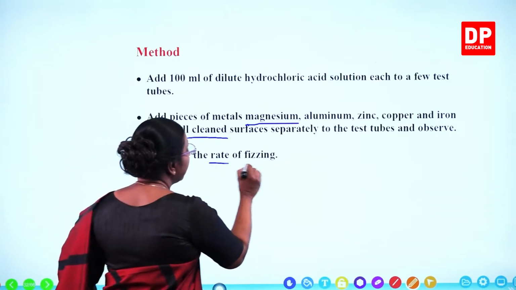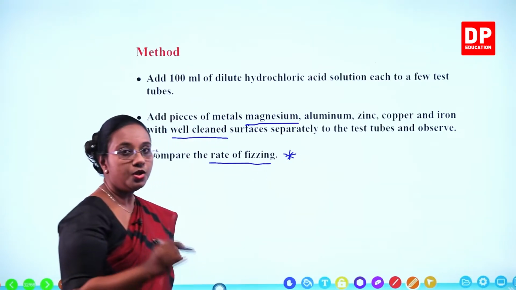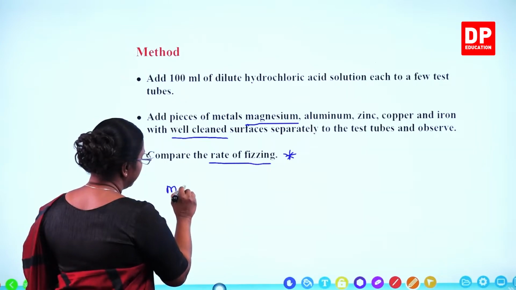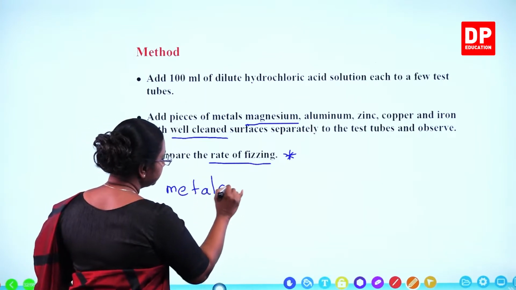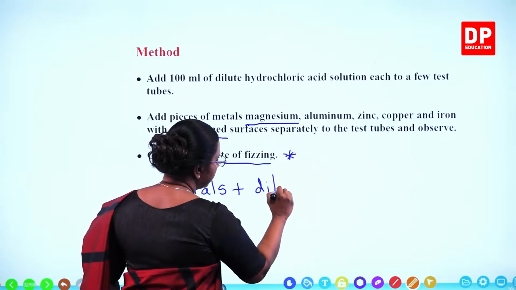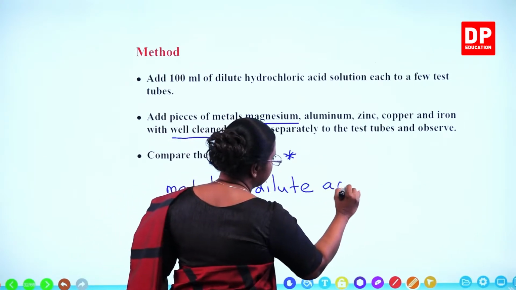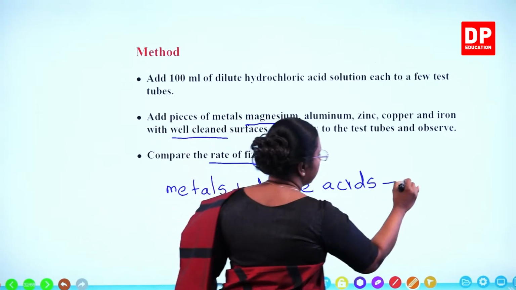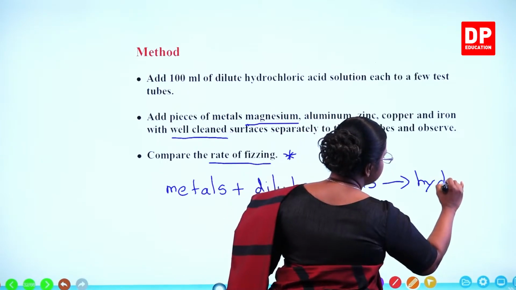Add them separately to the test tubes and observe. Compare the rate of fizzing. So usually when metals react with dilute acids, hydrogen gas is evolved.